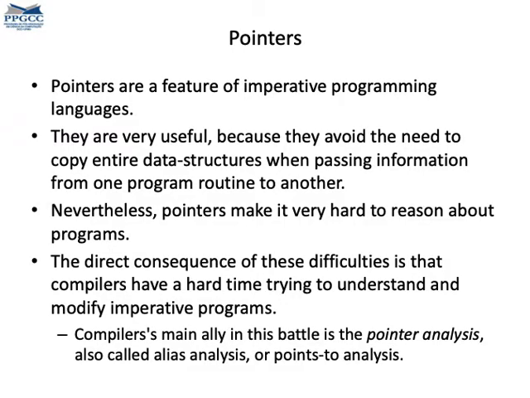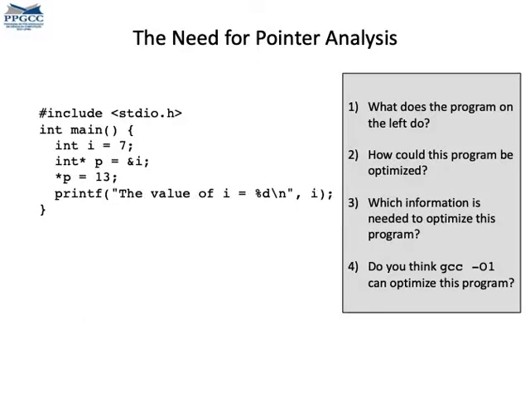Pointers are a cornerstone of imperative programming. By passing pointers around, we avoid having to copy big chunks of data. However, pointers make it very hard for the compiler to optimize code. I will show some examples that explain why that's so.